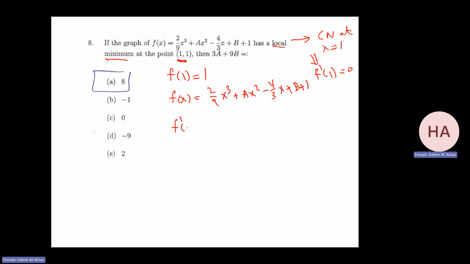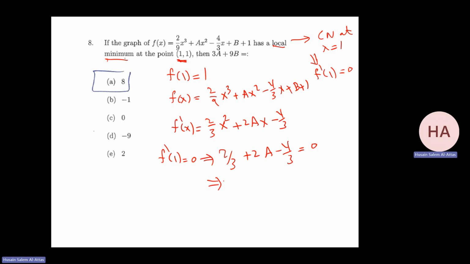So I need to find f prime. f prime will be 2/3 x squared plus 2ax minus 4/3. I know f prime at 1 equals 0, so I can find a, since a is the only missing value. So I have 2/3 plus 2a minus 4/3 equal to 0. So 2a equals 2/3, so a equals 1/3.